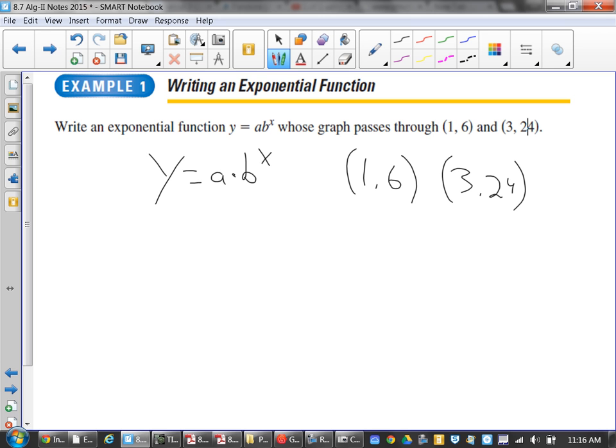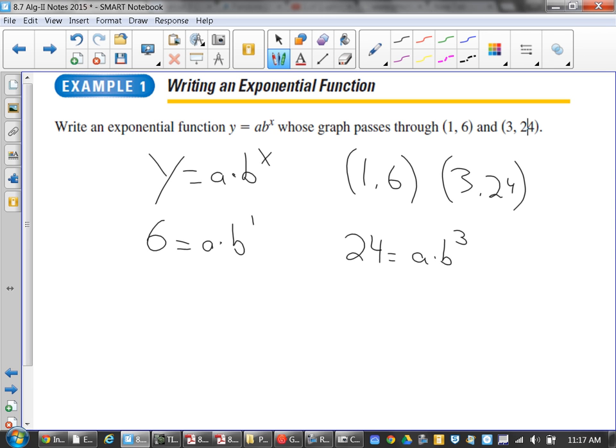So here's what happens. We have two ordered pairs that both have an x and a y. So what we're going to do is write out two equations in terms of x's and y's, a's and b's. So we have 6 equals a times b to the first power, and 24 is a times b cubed. It's going to give you two equations, two variables. Think of it in terms of systems, but it's not with adding and subtraction, with multiplying, which means we have to use substitution. So look at the first equation.